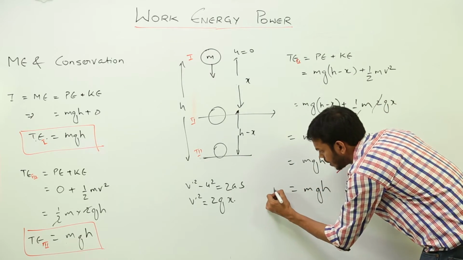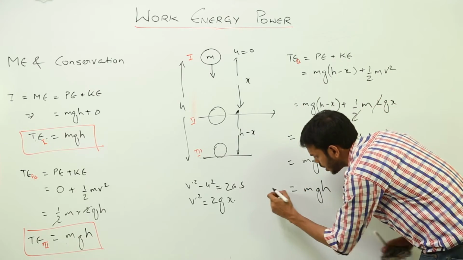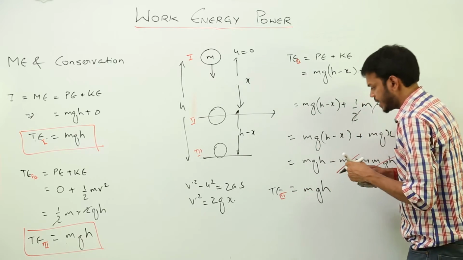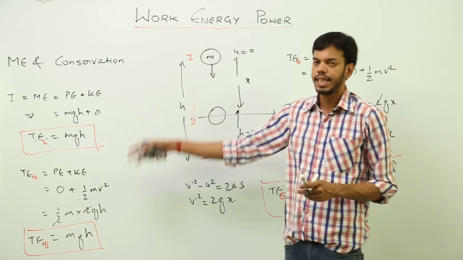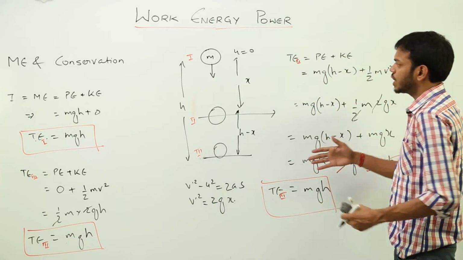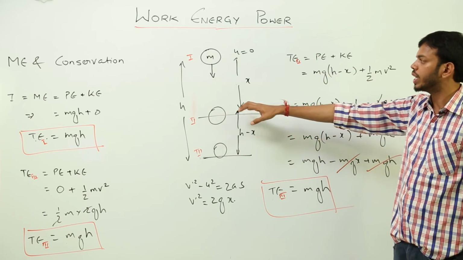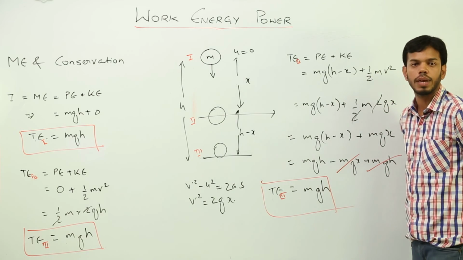So again, the total energy at position number 2, which is mgh, is the same as what we got for positions 1 and 3. By this derivation we prove that when a body is in different situations, the total energy remains the same, and that proves the law of conservation of mechanical energy.